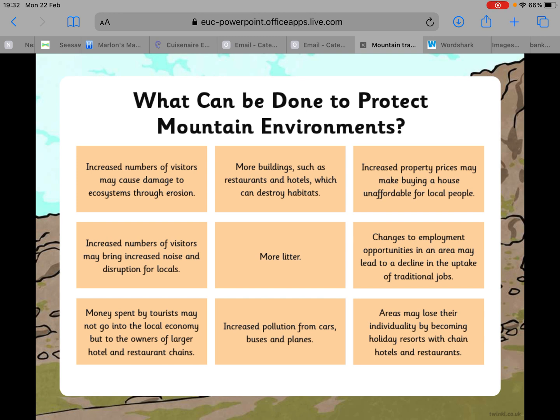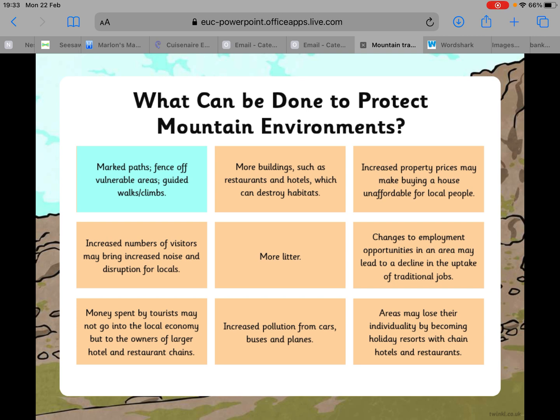So what can be done to actually avoid these things as well? Increased numbers of visitors may cause damage to the ecosystems through erosion. In other words, lots and lots of people visiting might cause the rock and the soil and the land to wear away. And that might mean that you can't grow the normal plants, or certain animals might not be able to get the food that they need. So to avoid this happening, the people that live there can have marked paths, fence off vulnerable areas, or have guides to show you where to walk or climb, so that certain areas are left protected.